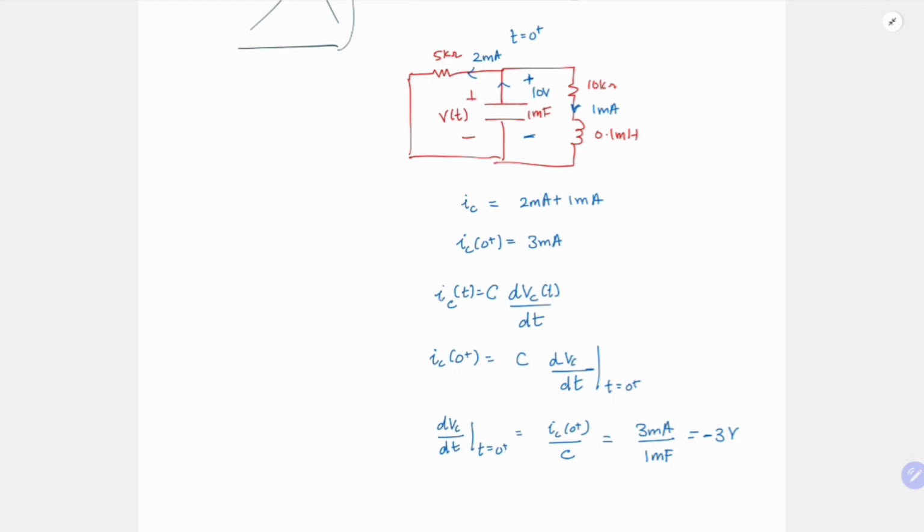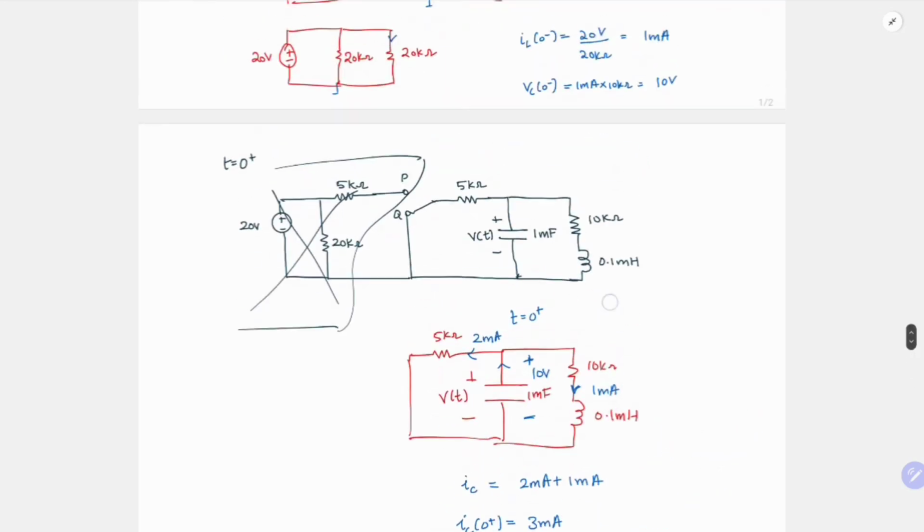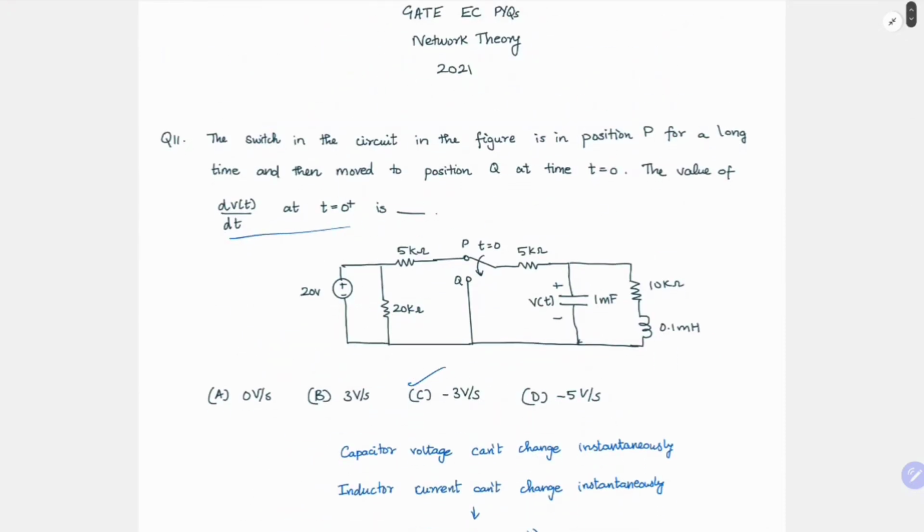When we write this equation, it is the current flowing into the capacitor. And Vc is your change in the capacitor voltage. So here itself, you will get a minus sign when you substitute this as V of t. So finally, you are getting minus 3 volt per second because it is dV by dt. So your answer is option C, minus 3 volt per second.